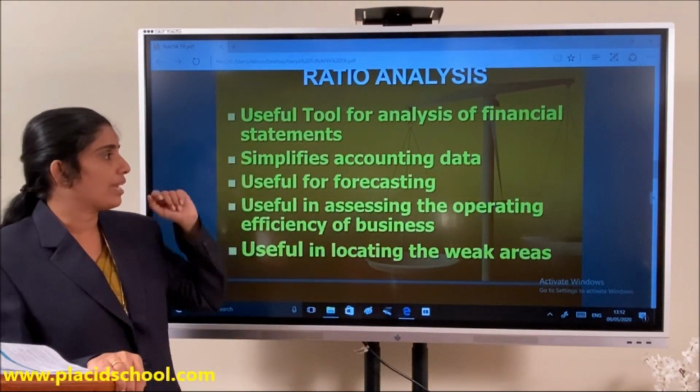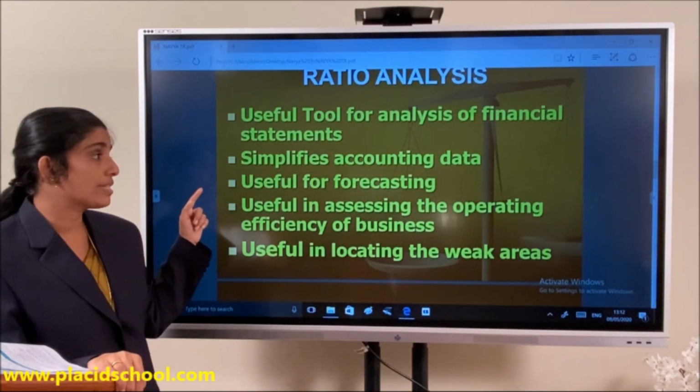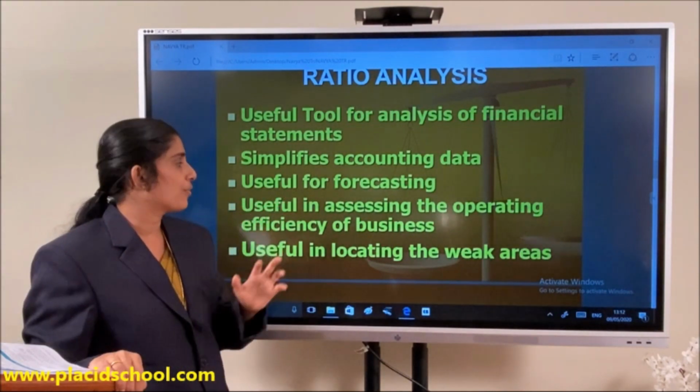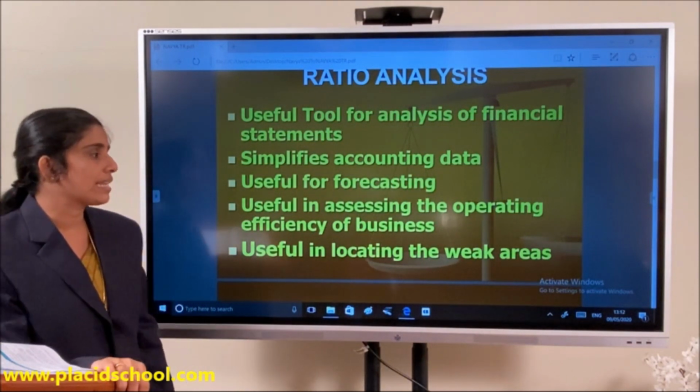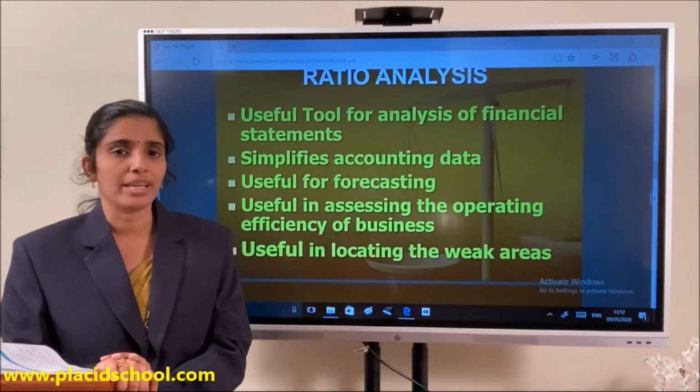Useful analysis of financial statements. Second one is simplifying the accounting data. Useful for forecasting. Useful in assessing the operating efficiency of the business. Useful in locating the weak areas.